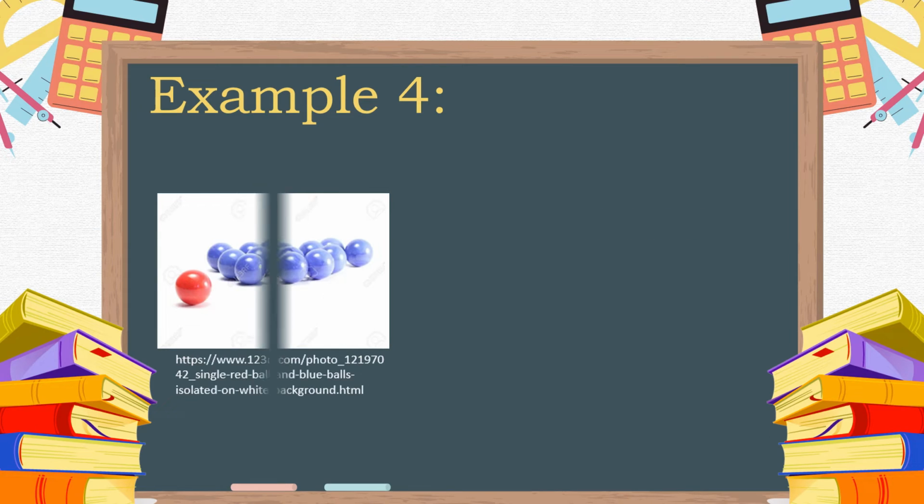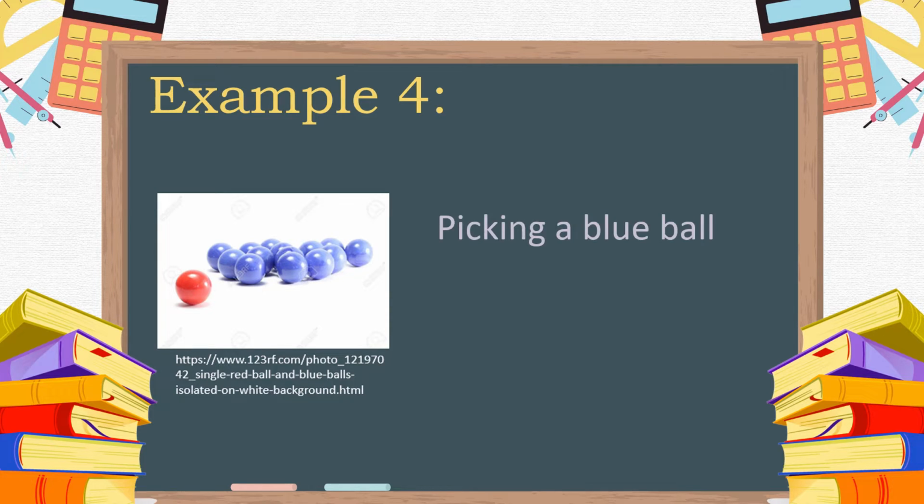Example number 4. So based on the figure, getting a blue ball, where there are more blue balls than a single red ball. So picking a blue ball. So the chance of getting a blue ball is higher than getting a red ball. So that is what we call a likely event. So it means the chance to happen is higher or bigger.